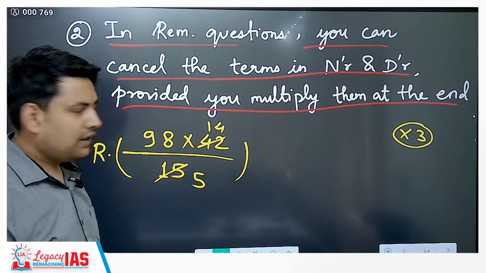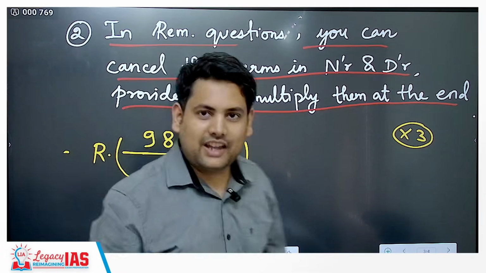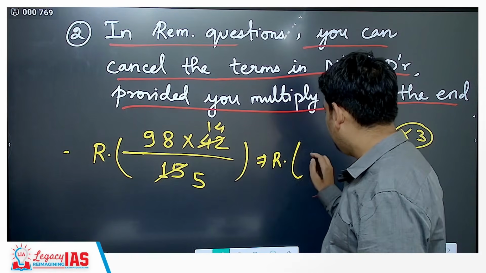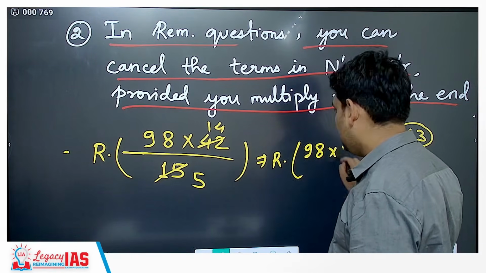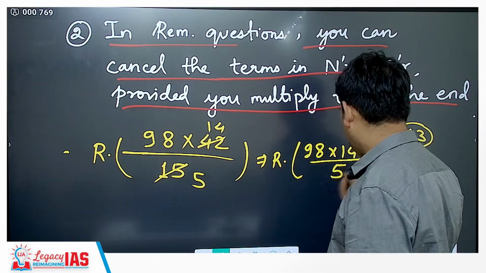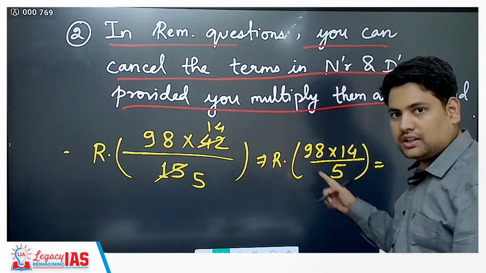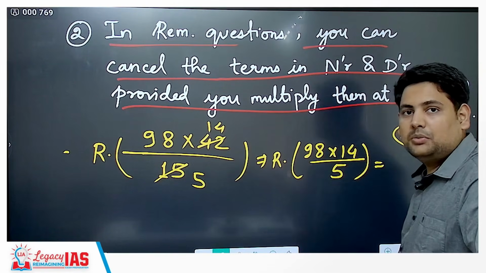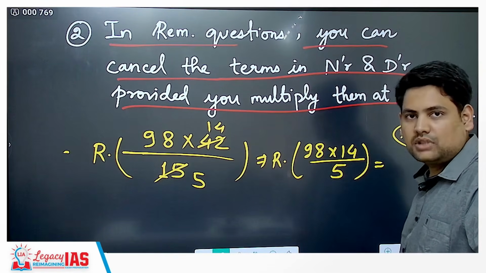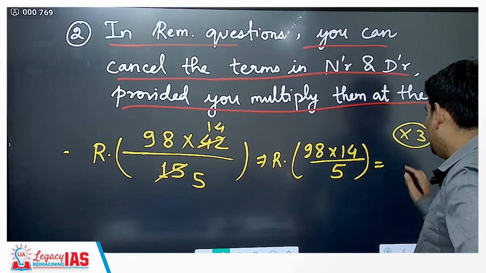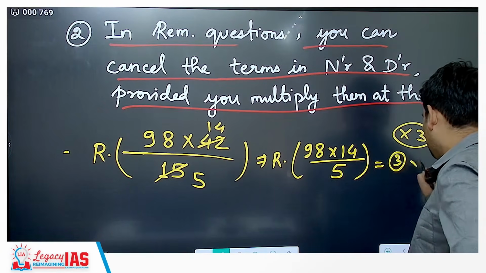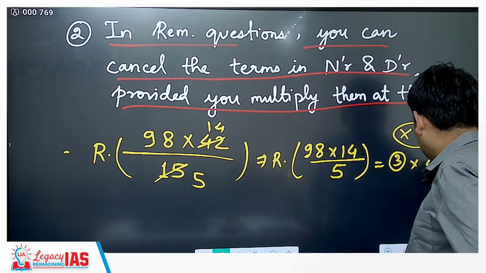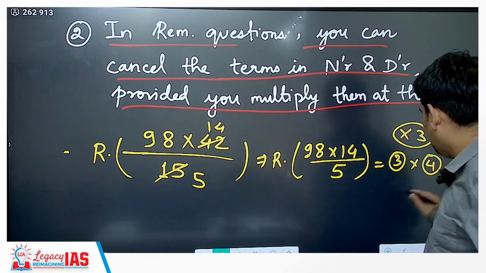How would you find the remainder? Now we have learned that it is distributive in nature. So you find the remainder like this: 98 into 14 divided by 5. We can distribute it, correct? So 98 divided by 5, what will the remainder be? 95 is a multiple of 5, so the remainder will be 3. Then 14 divided by 5, the remainder will be 4. So 3 into 4, what do you get?